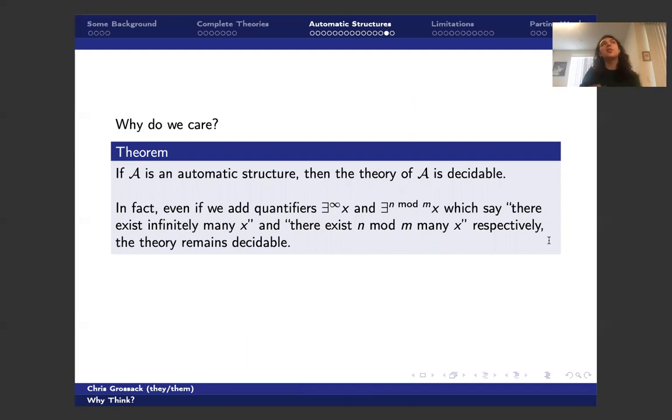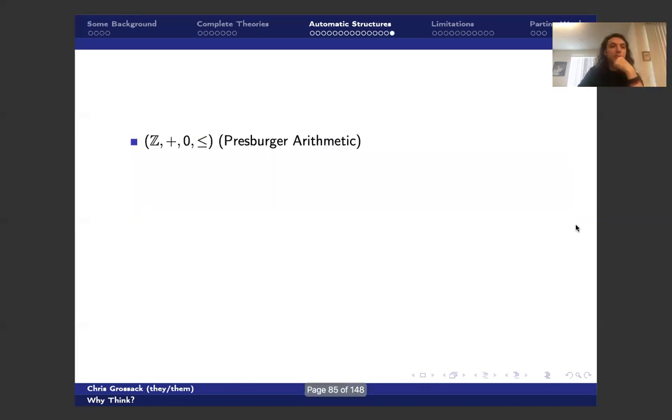So for instance, in the theory of the integers, you can ask, are there n mod m many things which are, and then you write some sentence in the theory of the integers with plus and less than or equal to, which is very cool. So we can actually make our logic slightly stronger and still retain decidability. So what are some automatic theories? When can we apply this machinery?